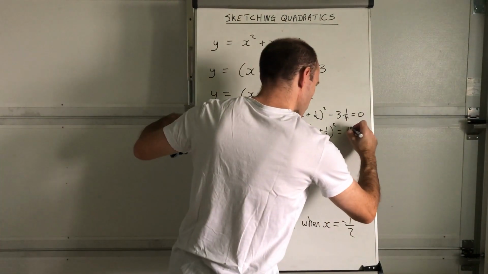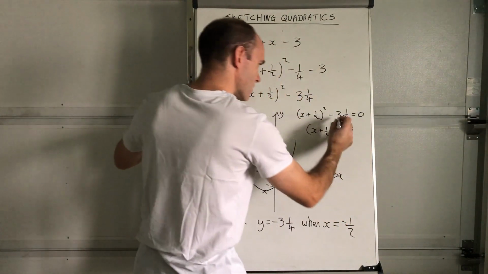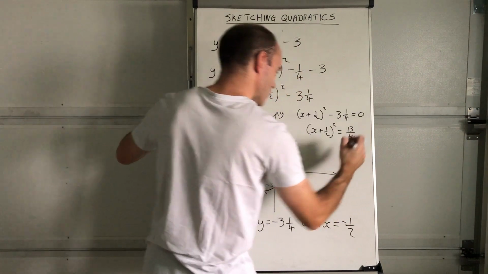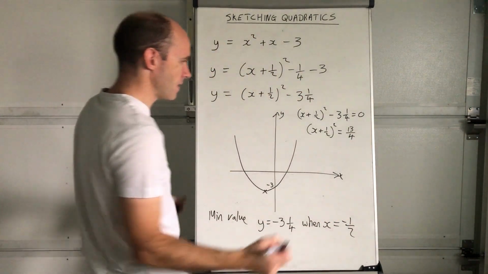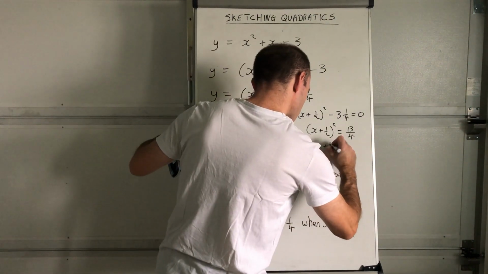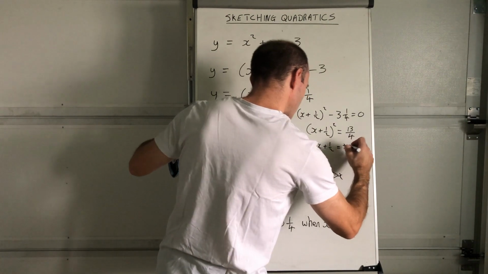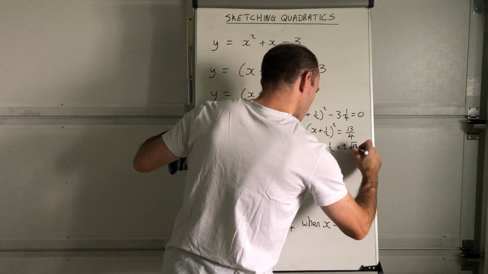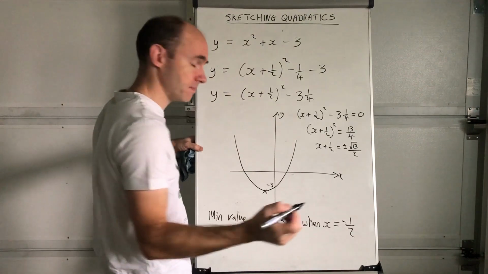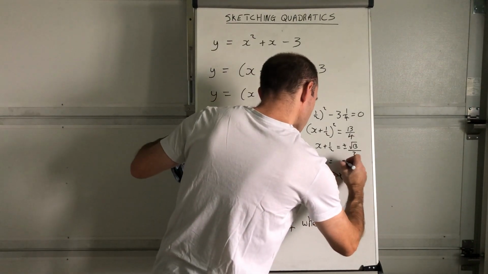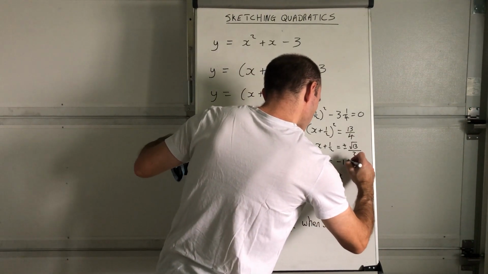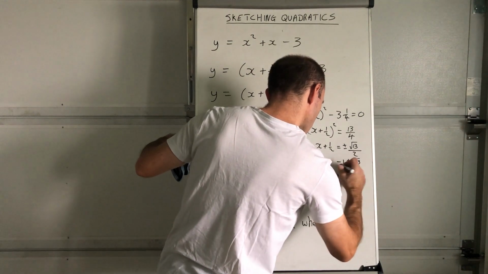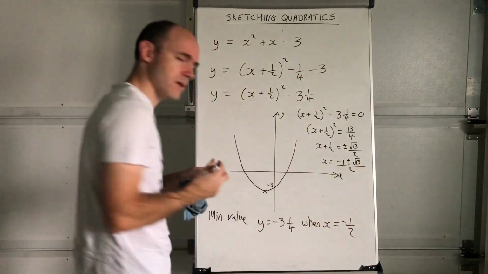I'm going to go for top heavy fractions this time, if you don't mind. So it's going to be 13/4. And then when you square root both sides, you have x plus 1/2 is equal to positive or negative √13/2. I'm hoping you're happy with that. And then x is equal to -1/2 plus or minus √13/2, which I can write like this. Those give my x-intercepts.